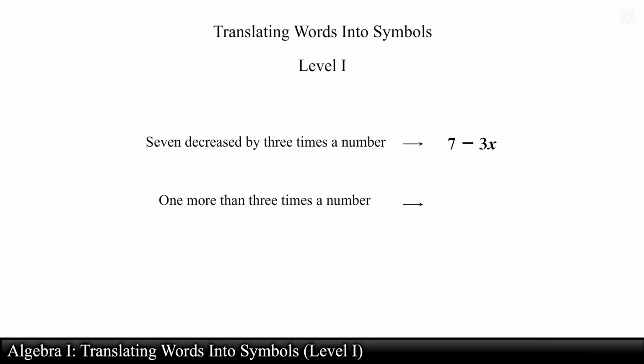Translating words into symbols. Level 1. To solve problems using algebra, it is important that you become comfortable translating mathematical phrases written in words and rewriting them using the language of algebra. In other words, we are taking words that have a specific mathematical meaning and translating them by using mathematical symbols such as numbers and variables.